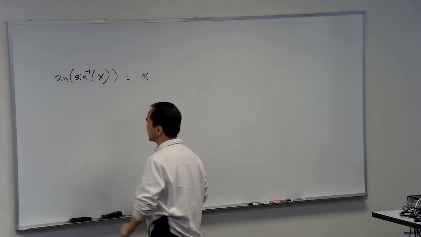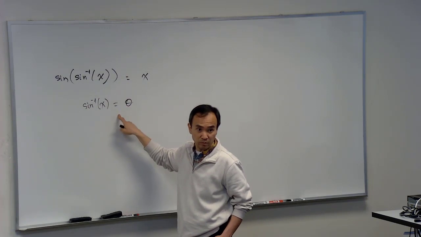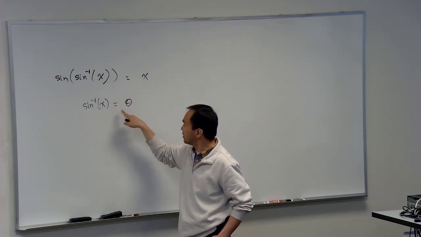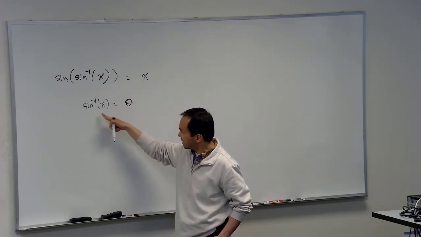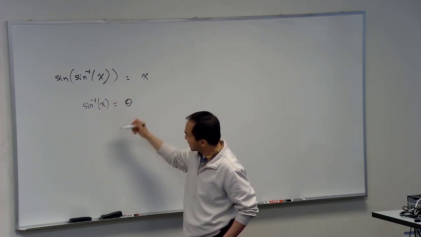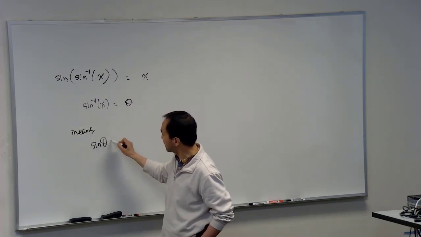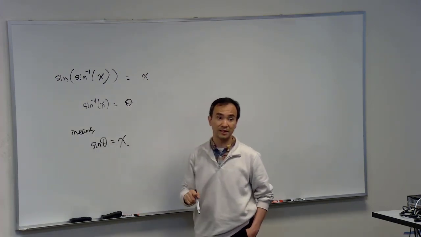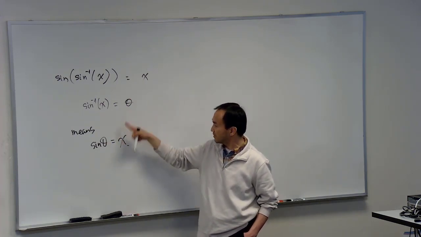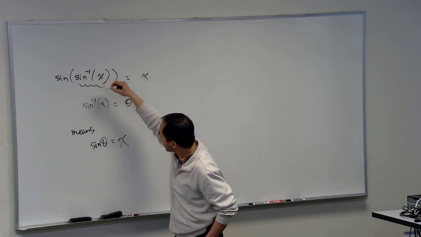The reason for that is, think about it, sine inverse of x takes you to some angle, theta. That's the explanation for sine inverse of x. It takes you to some angle theta right there. And from the definition we explained yesterday, sine inverse of x going to some angle theta means the same as sine of theta equals x. And so that's why, see, this is theta right here, some theta.